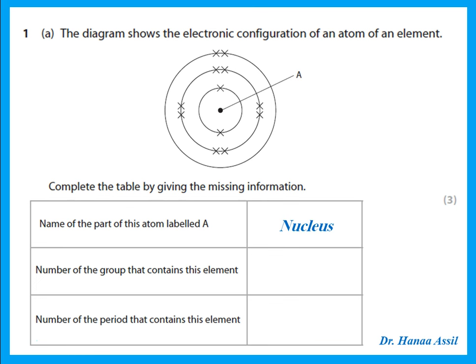Number of the group that contains this element. How do we determine the number of the group? We look at the outer shell, the very last outer shell has how many electrons? You can see that it has 2 electrons. That means this element is in group 2. Number of the period that contains this element. How do we get the number of the period? You should know that the number of the period is the same as the number of energy levels, the number of shells. So we have 3 shells or 3 energy levels. That means this atom is in period 3.